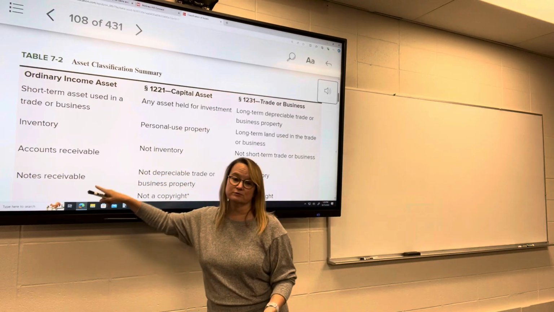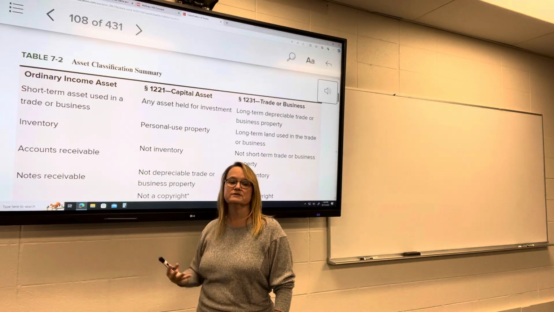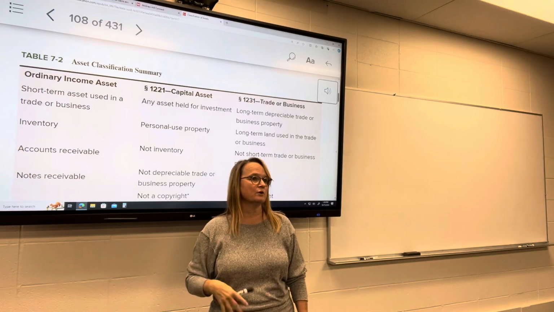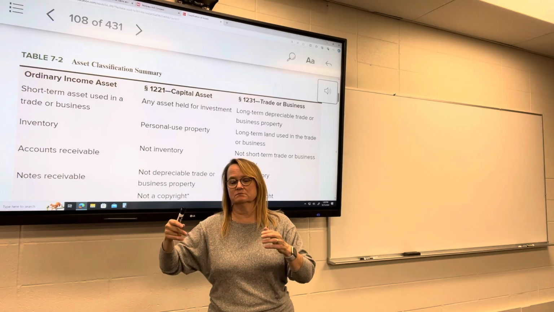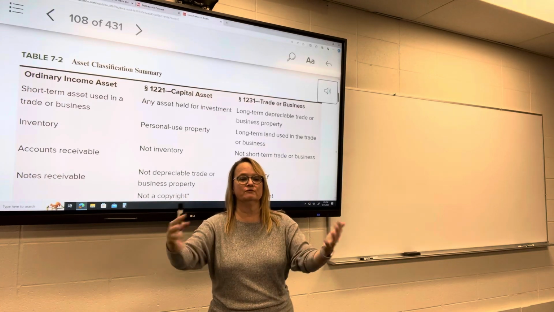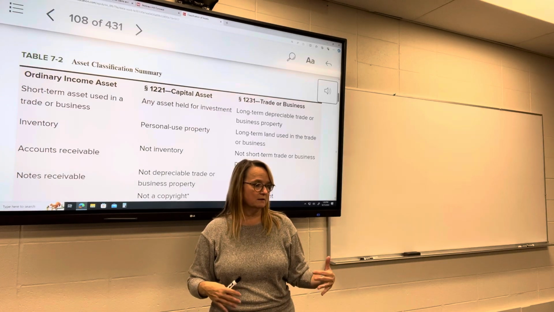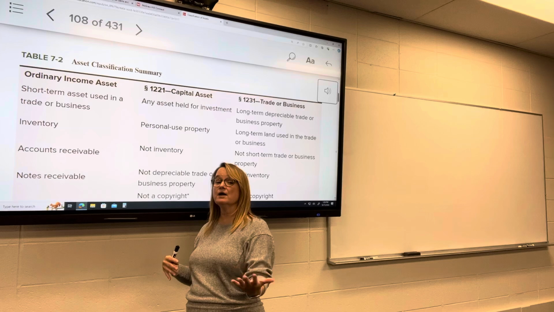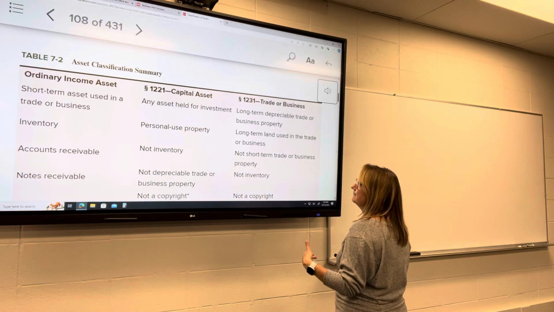So notes receivable are the same. A note receivable would be, you sold something in the course of your business and you have a note as opposed to just, on credit sort of thing. So a formal note, again, if you collected on that note receivable, it would be considered ordinary income. If you then sell that note receivable, it's still going to be considered ordinary income.